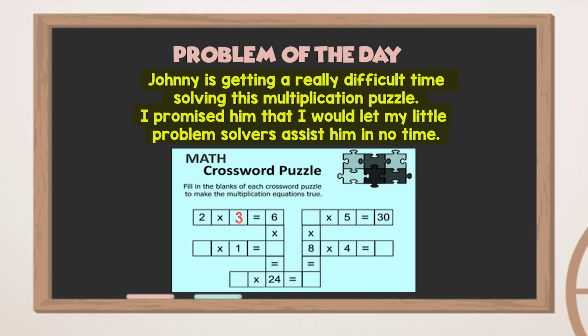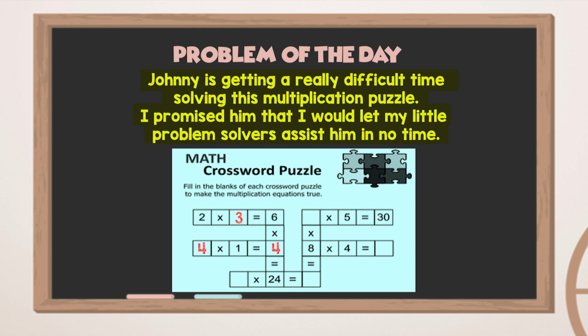6 multiplied by what will give us 24? Did you say 4? 6 times 4 equals 24. So in the next row we have something times 1 equals 4. What multiplied by 1 will give us 4? 4 times 1 will give us 4. Moving along, you're working quite nicely.